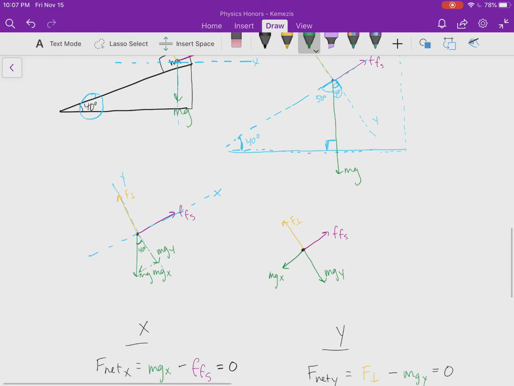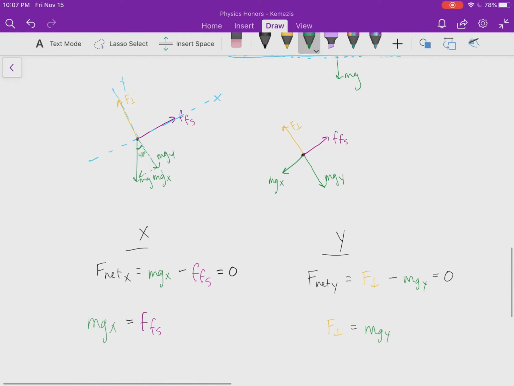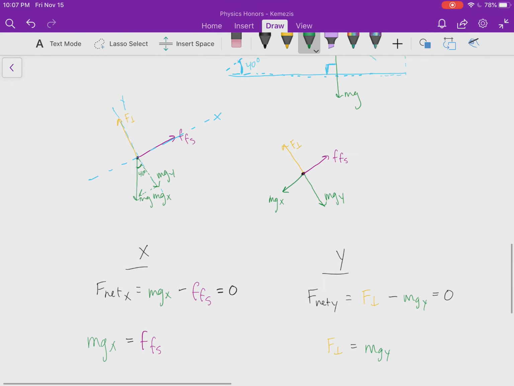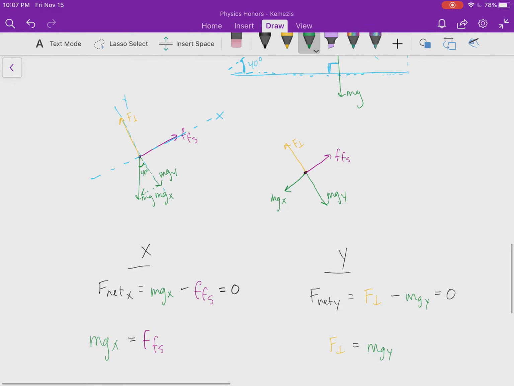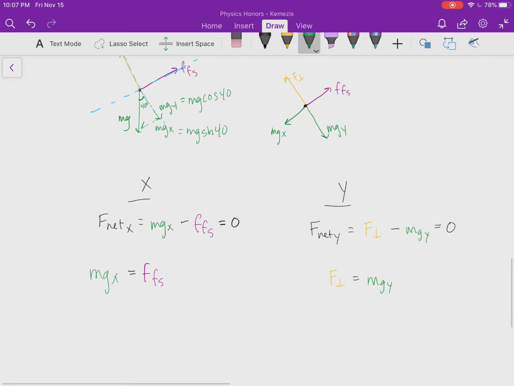So whatever the angle of the incline is, that's the angle that our mg makes with the new y-axis. Okay, so we can say, if I know what mg is, and I don't know the mass, but that's okay, we can at least set up our equation. Be careful here because our y is now adjacent to our angle. So for our y component, we're going to do mg cosine of 40. mgx is going to be mg sine of 40.